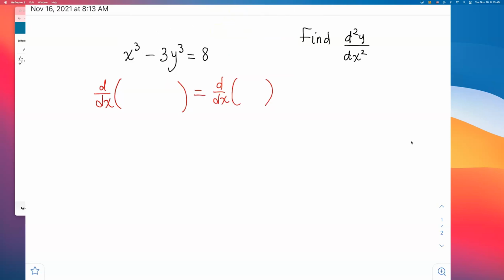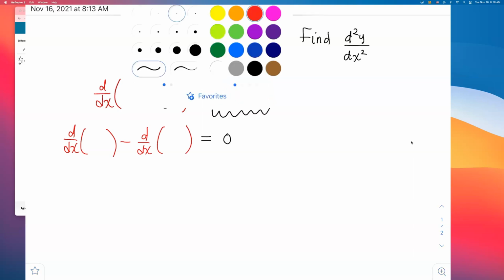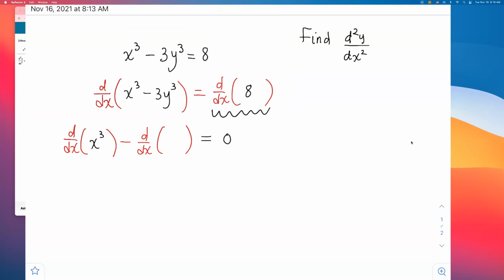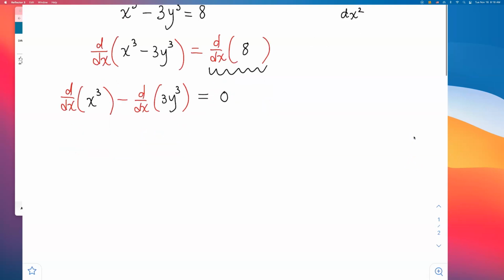All right, so x cubed minus 3y cubed on the left side and 8 on the right side. The right side is just 0, right? The derivative of a number is 0. The left-hand side, let me separate them: I'll do the derivative of the first term minus the derivative of the second term. All I did was separate them. Let's go ahead and differentiate each of these.